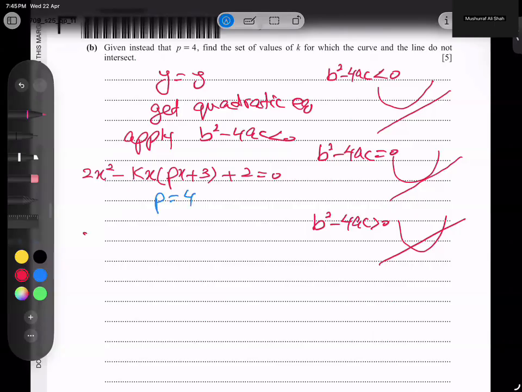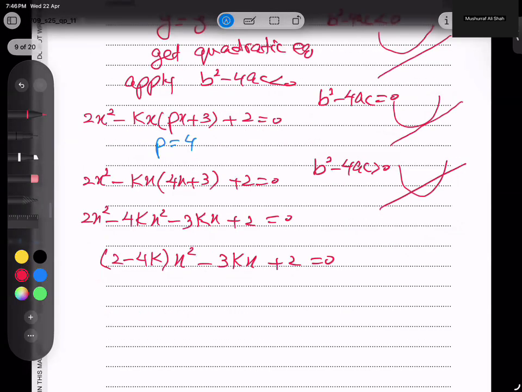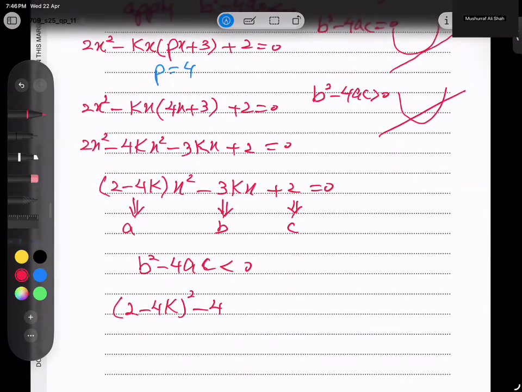So I'm getting 2x squared minus kx and 4x plus 3 plus 2 is equal to 0. So multiplying inside, 4kx to power 2 minus 3kx and plus 2 is equal to 0. Reorder. So we have 2x squared, you can see, students, so we have to take common out: 2 minus 4k, x squared, minus 3kx and plus 2. So as said, I got the equation. This is a, this is b, and this is c. Now applying the rule: b squared minus 4ac less than 0. And applying now, oh sorry, b is not this one, b is different. b is what, students? Negative 3k whole squared, and a is 2 minus 4k, and c value is only 2.